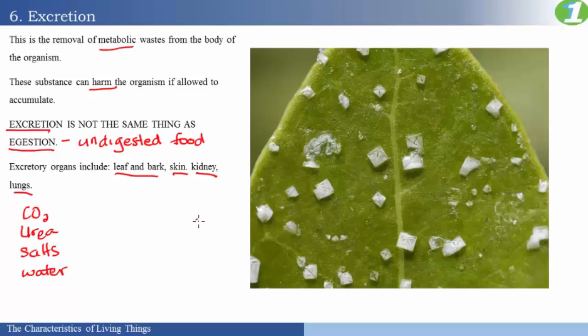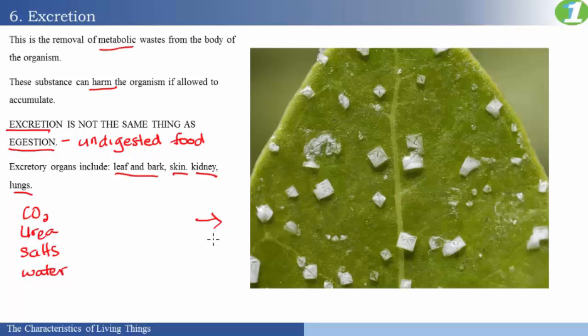Now, to the right of your screen, you're seeing a leaf with some white crystals on it. This is a mangrove plant, and what is on the surface is dried salt crystals that have been excreted through small holes on the surface of the leaf called stomata. Now, the plant had taken in salt water through its roots, and some of this salt water had participated in metabolic reactions. Now, the salt was extracted and was released as a waste product, and it is excreted through the surface of the leaf and settled on the surface, after which the water was removed and the crystals dried on the leaf.